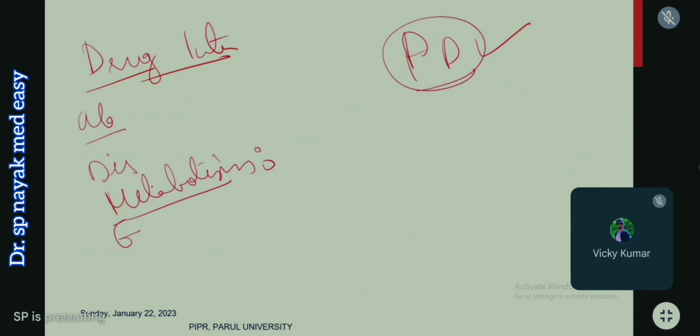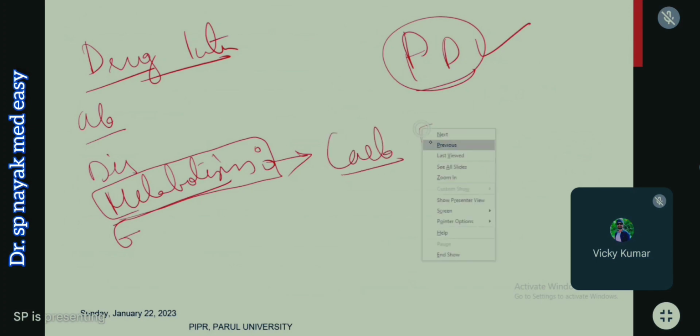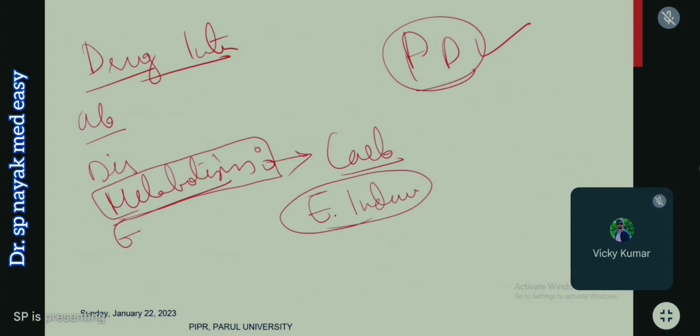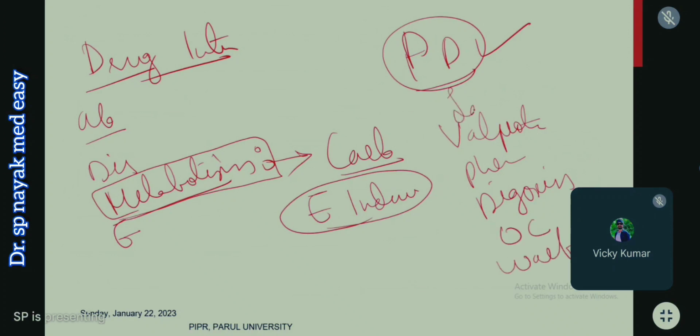Now let us focus on pharmacokinetic drug interactions, especially in metabolism. Like phenytoin, carbamazepine is an enzyme inducer, right? So when carbamazepine is given along with valproic acid, phenytoin, digoxin, which is very important, oral contraceptives, warfarin, lamotrigine, or so many other drugs. Lamotrigine, valproate, phenytoin, digoxin, oral contraceptives, warfarin, all these drugs are narrow therapeutic index drugs.